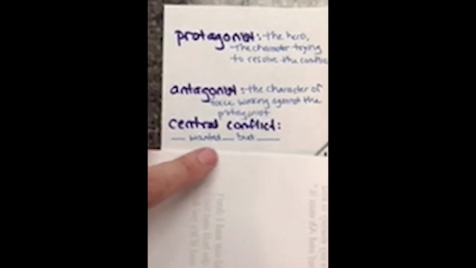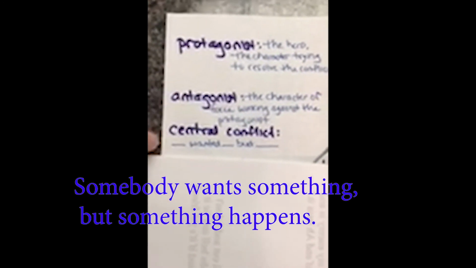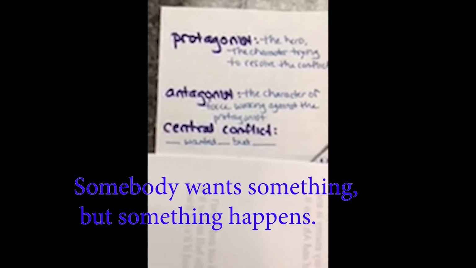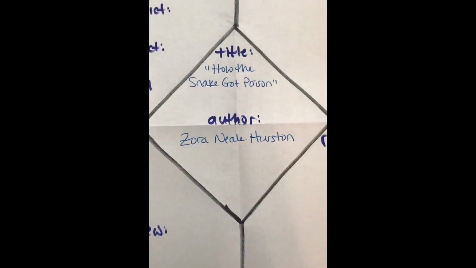Do you remember the formula for the central conflict? Somebody wanted something, but something happens. The somebody is usually the protagonist, but it can also be the antagonist. At this point, I'm going to be going back and forth between two documents. This one is the document that has our definitions on it, and I will explain them step by step. This document is the plot chart.